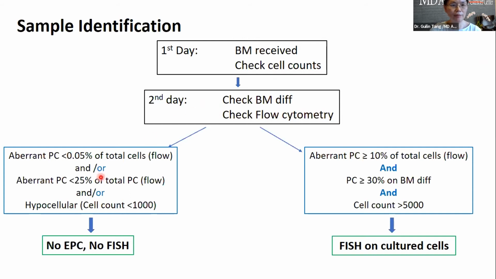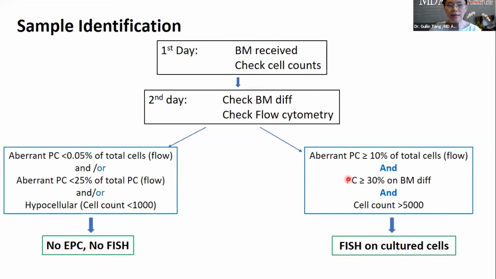So by flow cytometry, if the aberrant plasma cells are less than 0.05% of the total cells, which is really, really low, or if the aberrant plasma cells are lower than 25% of total plasma cells, or if you have a very hypocellular bone marrow, these are the cases where we usually cancel the FISH.